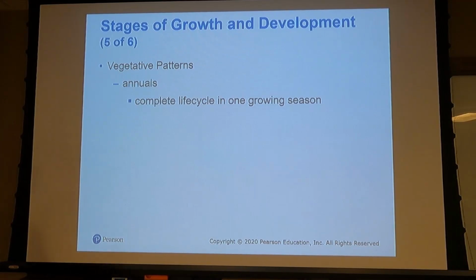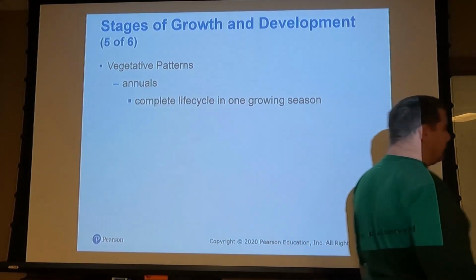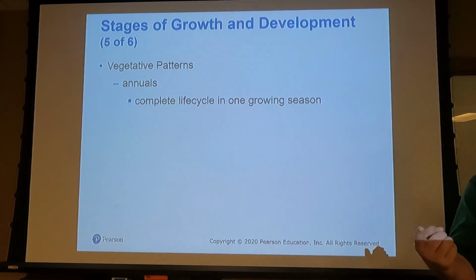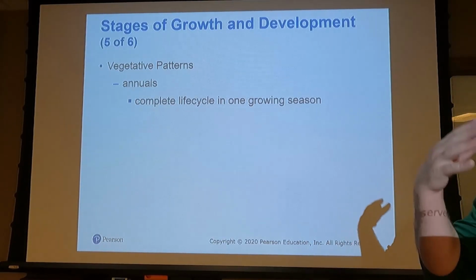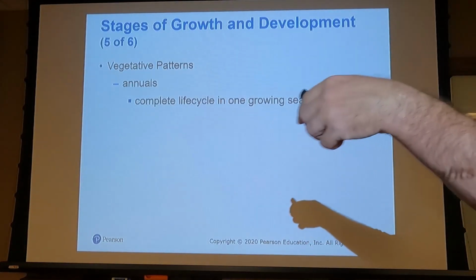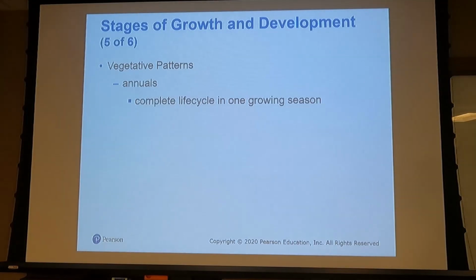Next we have vegetative patterns, and so there are 3 classes of plants. What we call annuals, which means they complete their life cycle in one growing season. That makes sense, right? An annual, we have to plant annuals every year. They do not come back after they complete their life cycle.